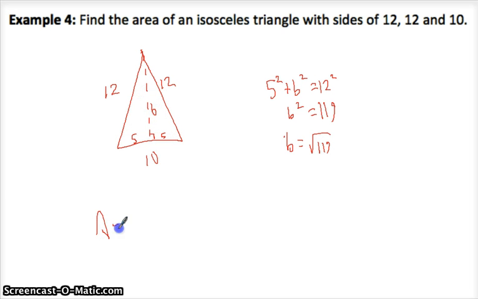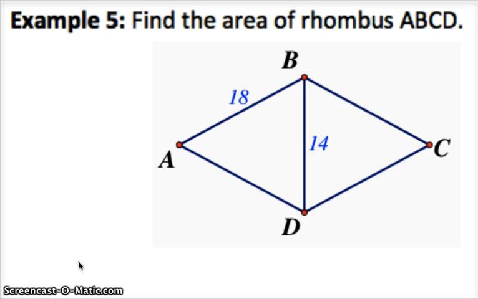So the area of this triangle is base times height divided by 2, which here is 10 for the full base, times the square root of 119 for the full height, divided by 2. I can see this right now. It's going to be 5 times the square root of 119. You can leave it just like that. Okay.